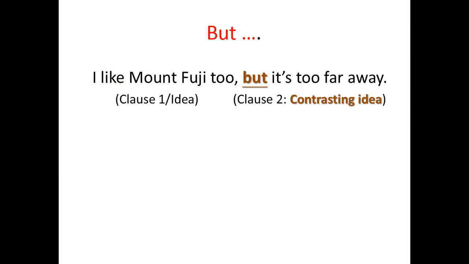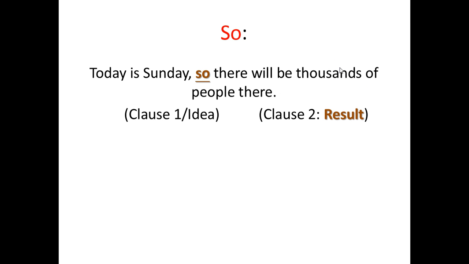Of course, we use but to talk about contrasting ideas. For example, I like Mount Fuji too, but it's too far away. It's too far away would be the opposite idea of clause 1, so we would use but. And for so, we use so to talk about the result, and clause 2 would be the result of clause 1. There will be thousands of people there, and this would be the result of clause 1, that's Sunday.